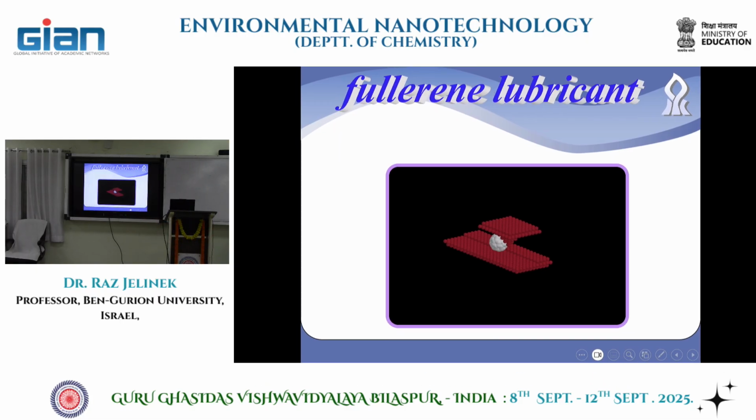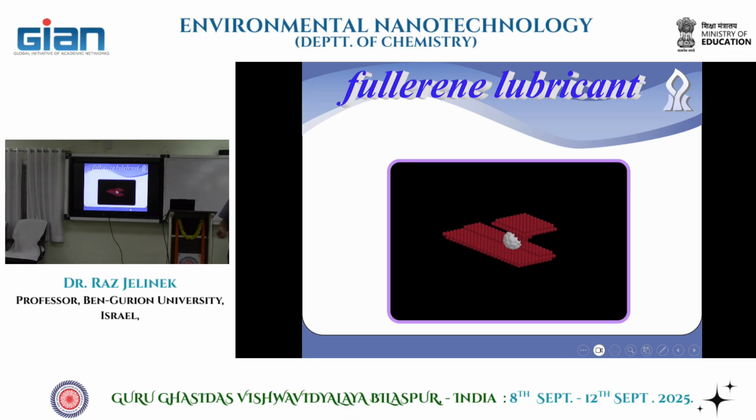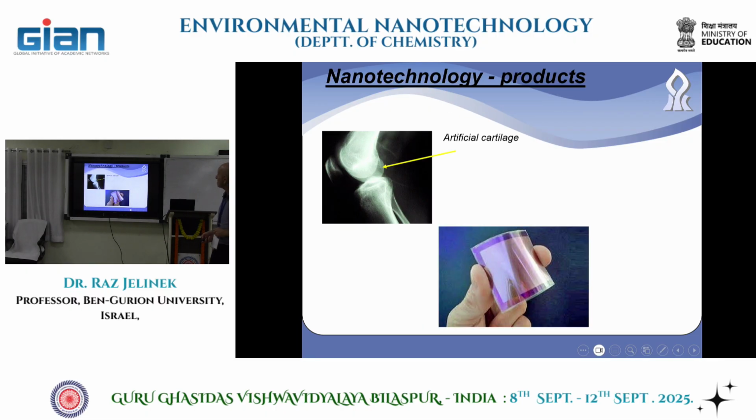You can use fullerene as a lubricant, just like oil. Put the fullerene between two layers of material, and it will be smooth surface, just like a lubricant. And of course, there's various variations of this fullerene. Now, we saw many different things and interesting things about nanostructures and nanomaterials and nanotechnologies.